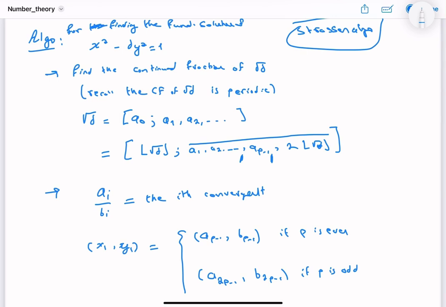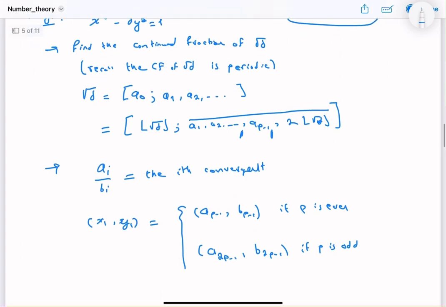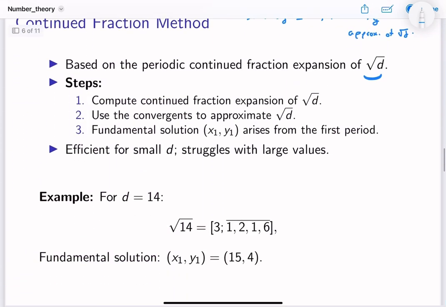do is find the continued fraction of, or write down the periodic continued fraction of, square root of d. And once you do that, depending on whether p is even or odd, you're gonna stop either at the (p minus 1)th coefficient or at the (2p minus 1)th coefficient. So let's take an example to make this clearer.